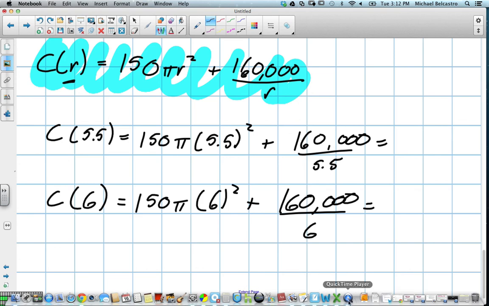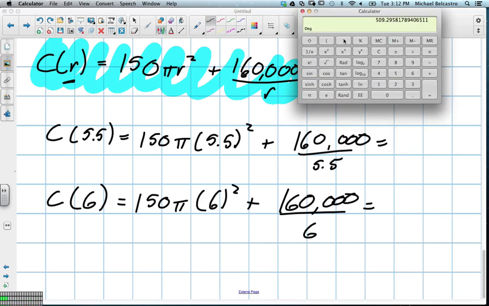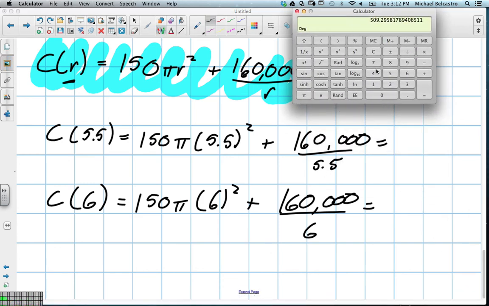Hopefully you guys can help me out. My calculator is not a 2-line calculator on the computer. Should really invest in one.